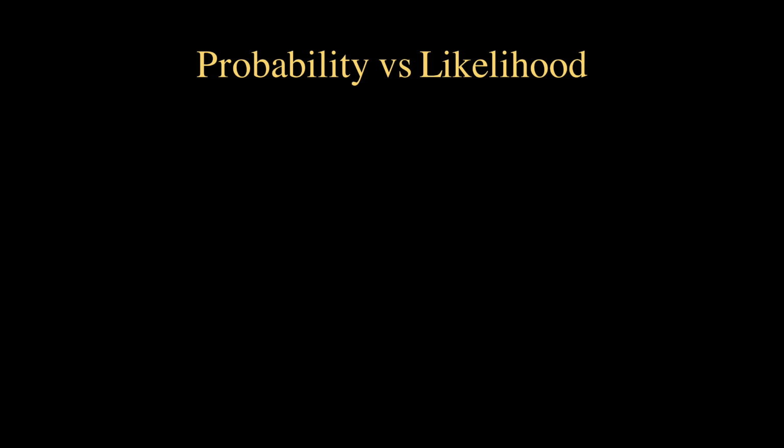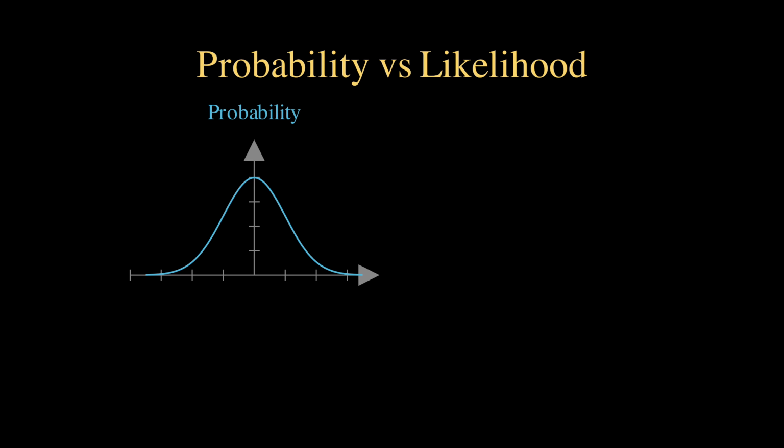One last distinction worth making. Probability and likelihood use the same formula, but they ask different questions. With probability, you fix the distribution and ask about different data values. That's the area under the curve.